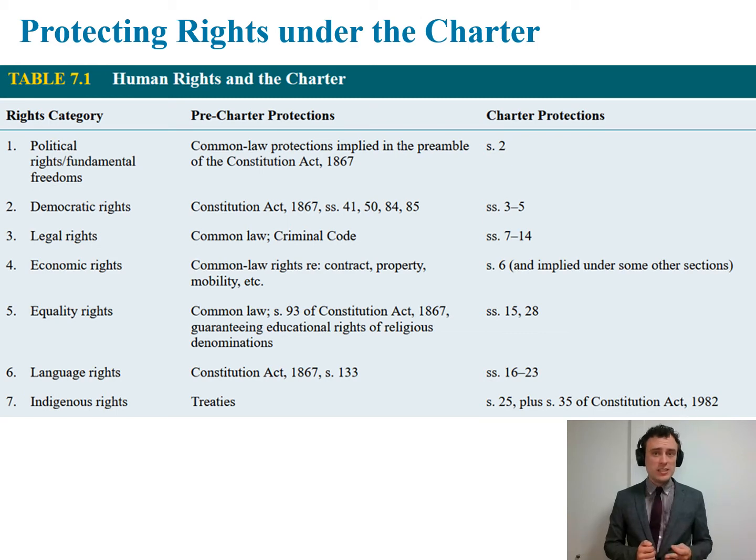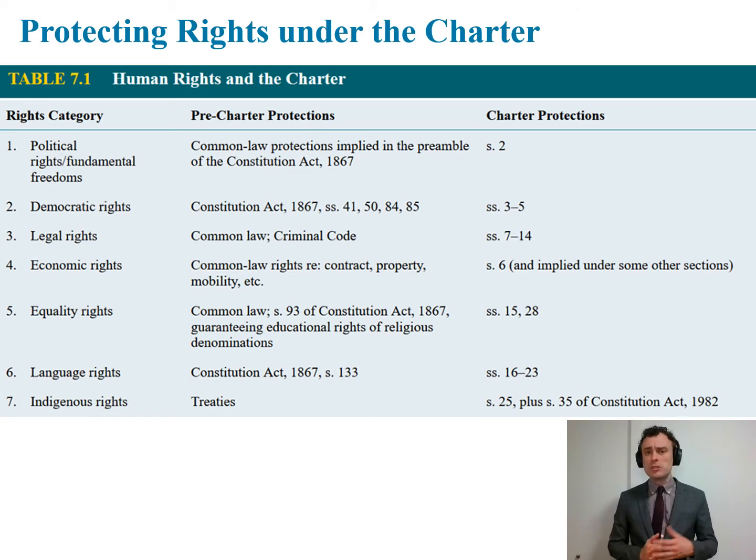Also, we'll see that the first 5 of these 7 categories are the same categories that we see in the United Nations Universal Declaration. This is not a coincidence. We also see that Canada's distinct political culture is represented by numbers 6 and 7, language rights and Indigenous rights, which are clearly values that are important in Canadian political culture, important enough to be entrenched within the Constitution.